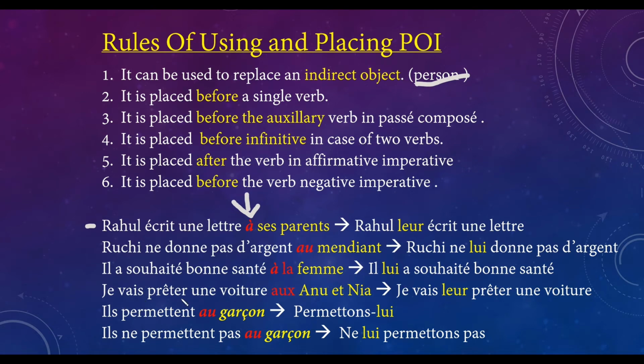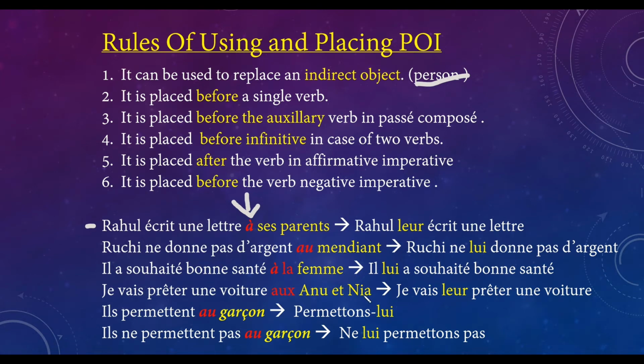Next, je vais prêter une voiture à Anu et Nia. Now you can see there are two verbs here: vais, which is aller, and prêter, which is to lend. I am going to lend a car to Anu and Nia, to them.